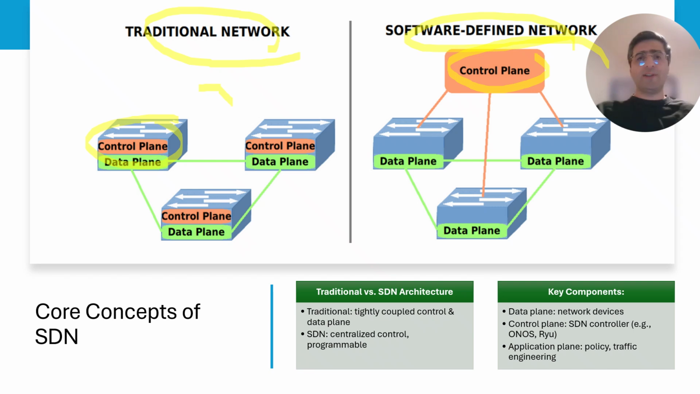And as you can see, the architecture consists of three planes. We have the data plane, which handles packet forwarding, and then we have the control plane, which makes decisions about where traffic should go. And finally, we have the application plane, where network services like routing, firewalls, and load balancing are programmed. This layered approach gives admins greater flexibility and makes networks more programmable.